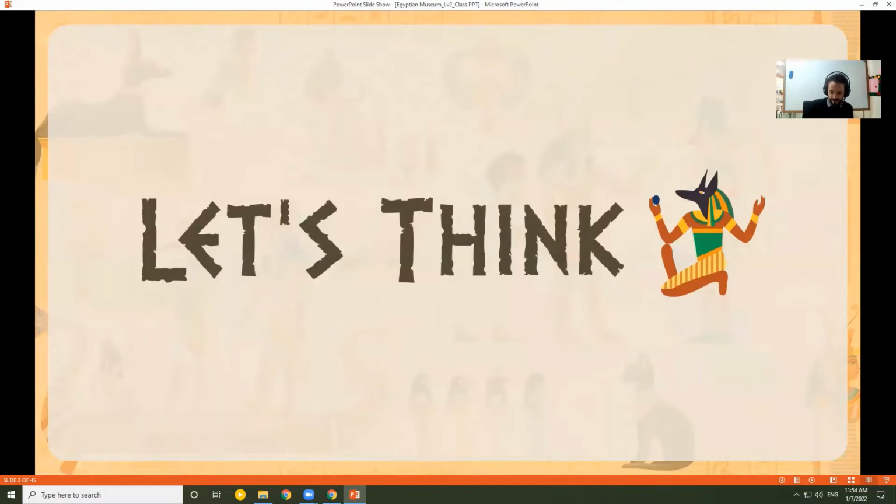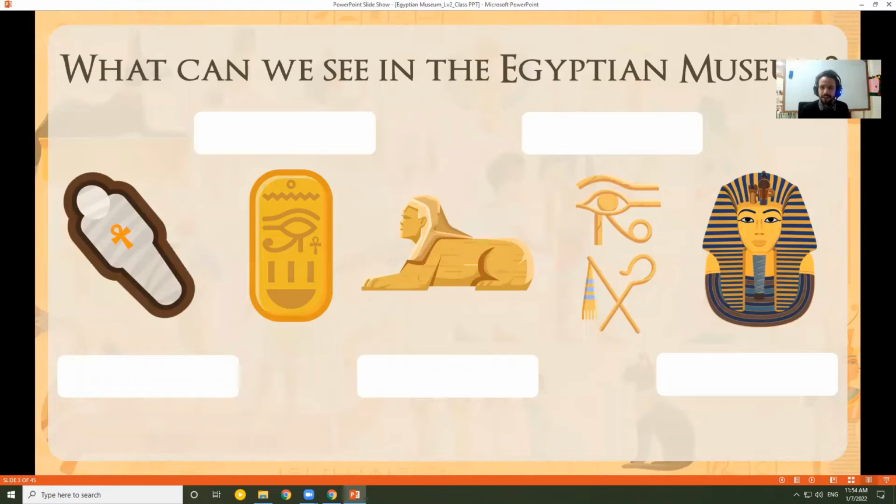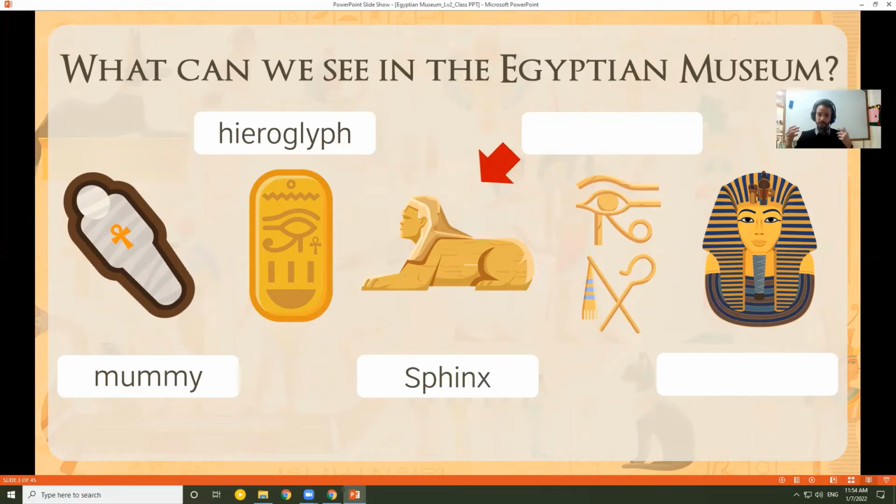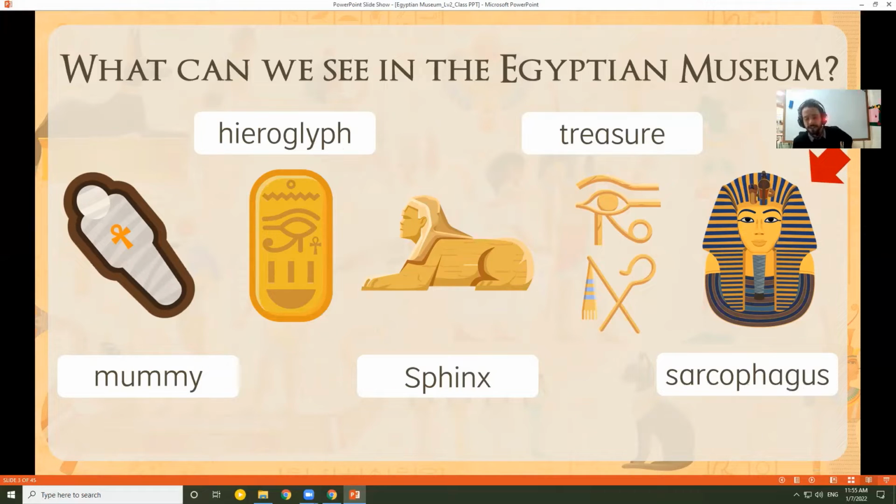All right, so let's think. What can we see in the Egyptian Museum? Let's take a look. We can see mummies, preserved bodies. We can also see hieroglyphs, an ancient system of writing that we're going to learn about in a moment. The Sphinx. This is a very famous kind of statue from ancient Egyptian art and architecture. Treasure, all kinds of buried treasure. And sarcophagus or sarcophagi, the special cases that were used to contain preserved bodies in ancient Egypt.